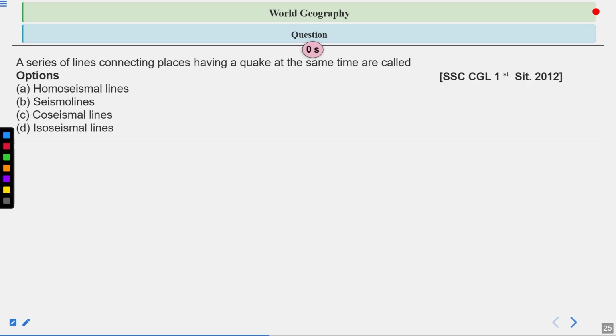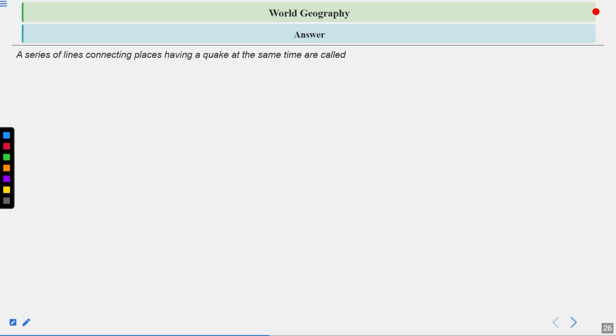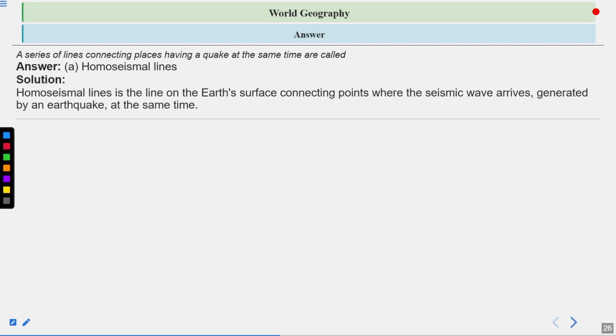If we talk about this one, the correct answer is option A, homoseismal lines. Homoseismal lines are lines on the Earth's surface connecting points where the seismic waves generated by an earthquake arrive at the same time. So the answer is A.